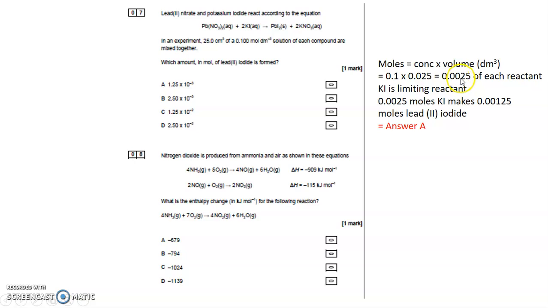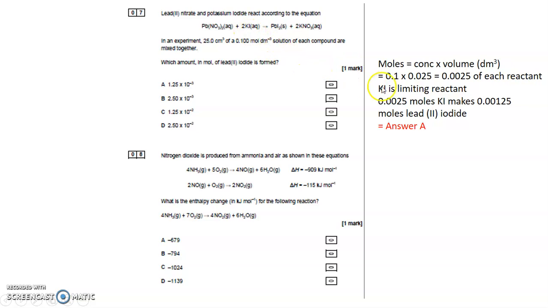I've got 0.0025 moles of each reactant. So which one is going to be limiting? Well, I need twice as much of this, 2 moles of potassium iodide, KI, for every 1 mole of this. So this is going to be the limiting factor. This is what I need more of. This is what's going to limit it. Some of this will be left over because I don't need as much of this. I need twice as much of this, so this is the limiting factor.